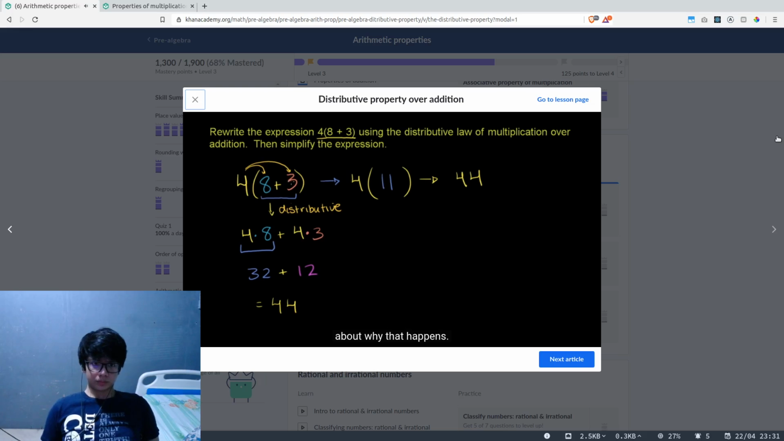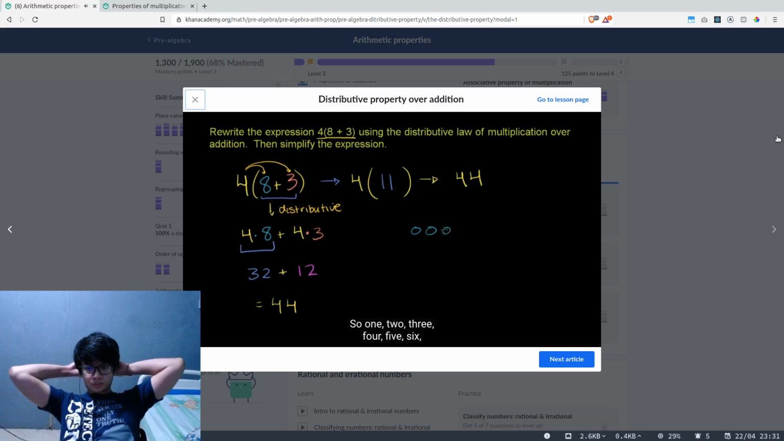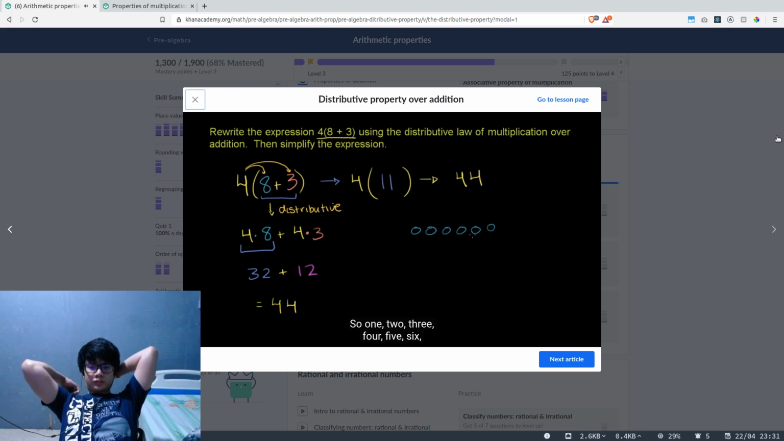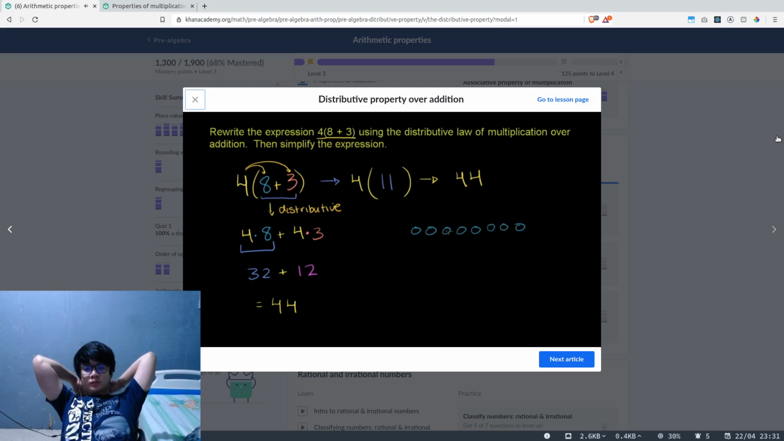Now let's think about why that happens. Let's visualize just what 8 plus 3 is. So let me draw 8 of something. So 1, 2, 3, 4, 5, 6, 7, 8, right? 1, 2, 3, 4, 5, 6, 7, 8.